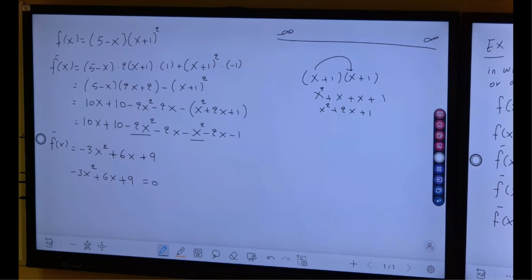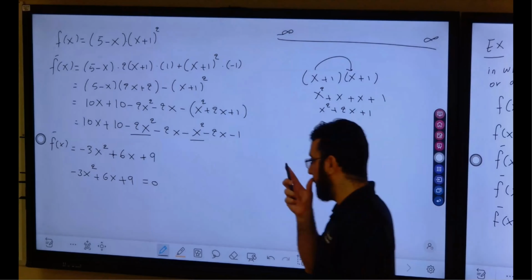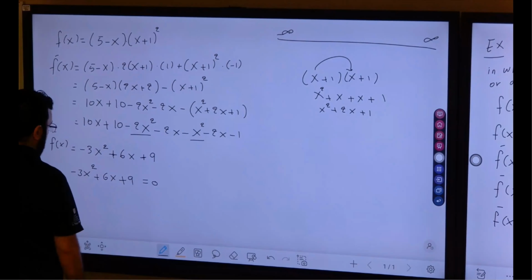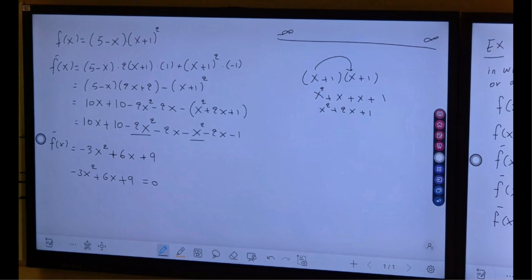Just factor it, it's a quadratic. If you want to move the 9, you can do that. Go ahead, work on it your way, on the paper. Let's check that we get the same result. And how are you gonna factor it?